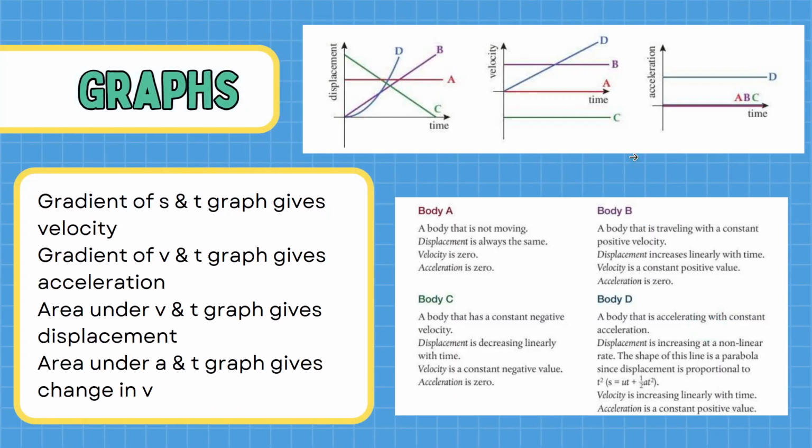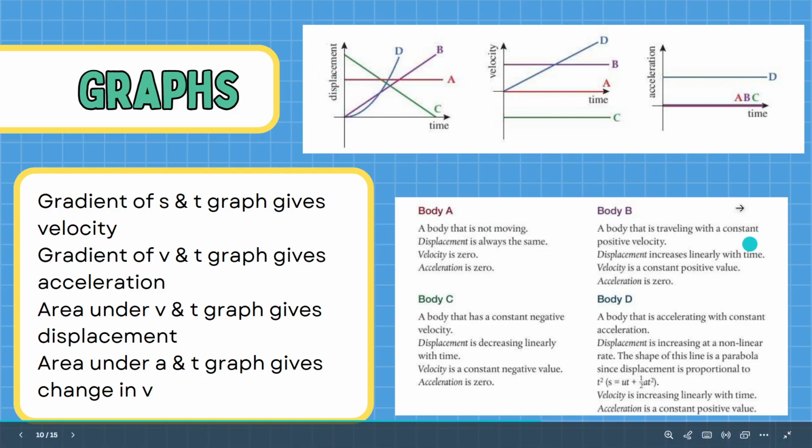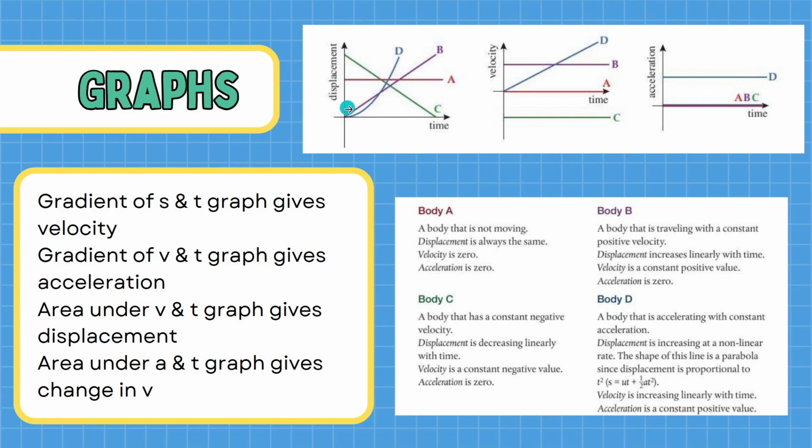Now, the interesting facts: graphs are very important in the IB curriculum. You can just see the examples here. I don't think it's going to be very complicated. Even if you forget this, we can see here that A is just stopped in time. The displacement is not increasing nor decreasing over time, so it's just a stopped object. B has increasing displacement, so the length is increasing over time, which means the velocity is increasing as well.